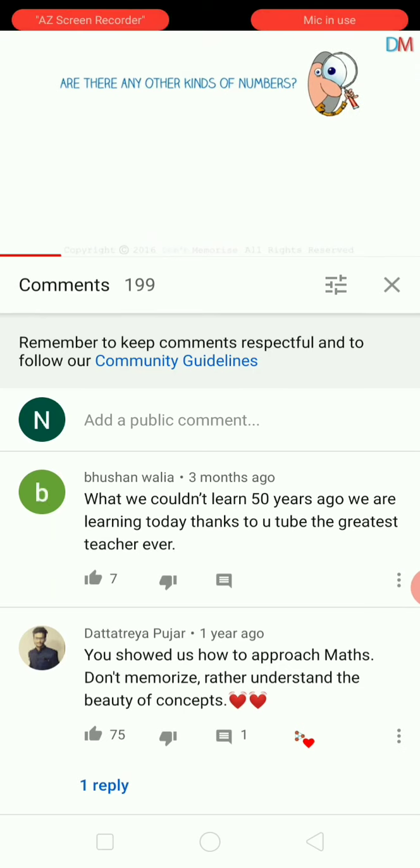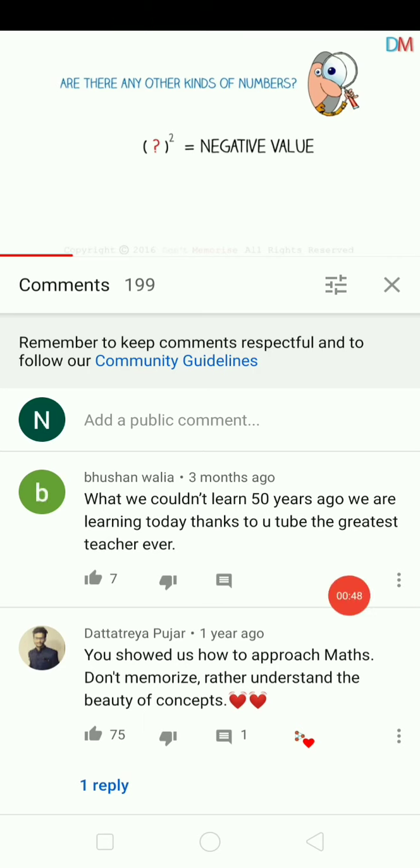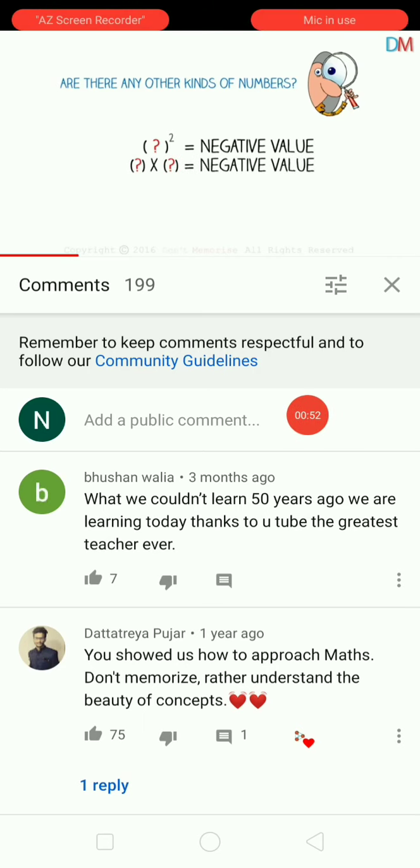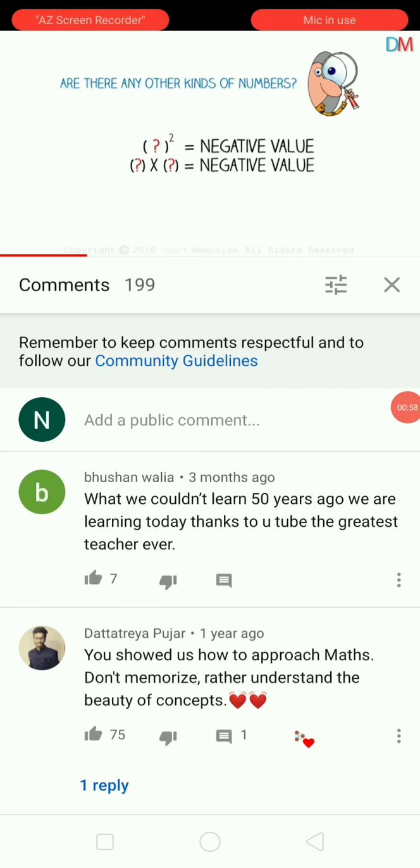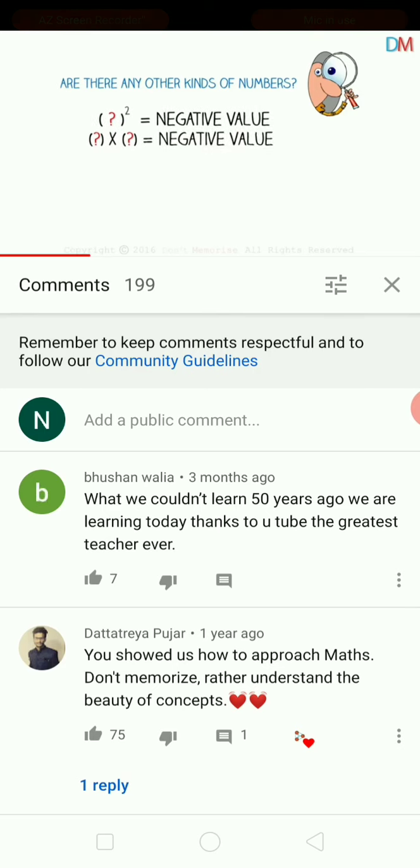Before you answer that question, let me ask you another one. Can you think of a number which when squared results in a negative number? Yes, a number which when multiplied with itself gives a negative number. Try it. You'd have probably tried a few options.